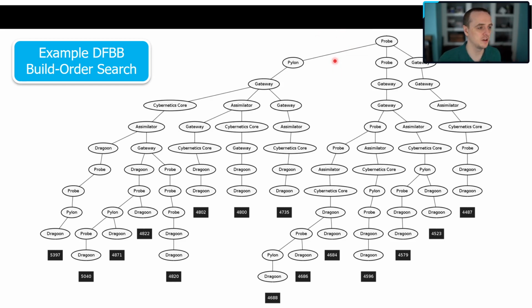I can't build a cybernetics core yet because I don't have a gateway yet. I can't build a dragoon yet because I don't have a cybernetics core yet. Just like up, down, left, and right, where maybe I can't go to the right is not a legal action, cybernetics core might not be a legal action. So we can use the same type of search algorithms to do this sort of thing.